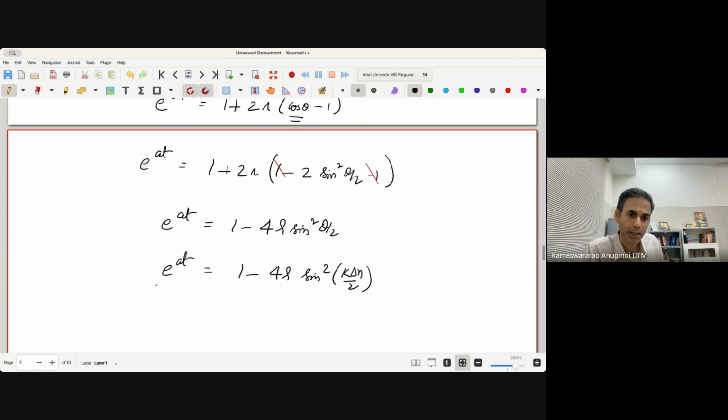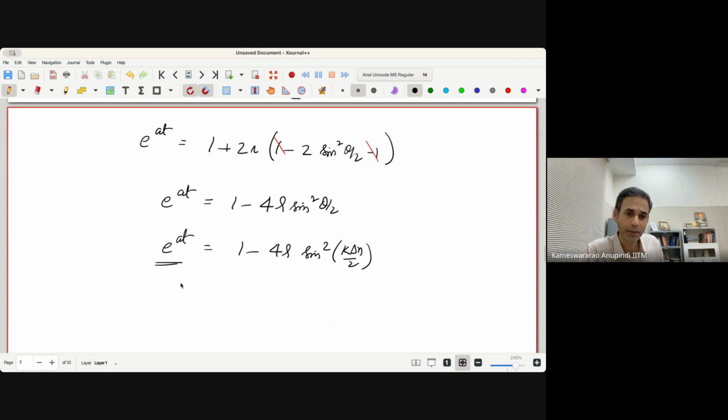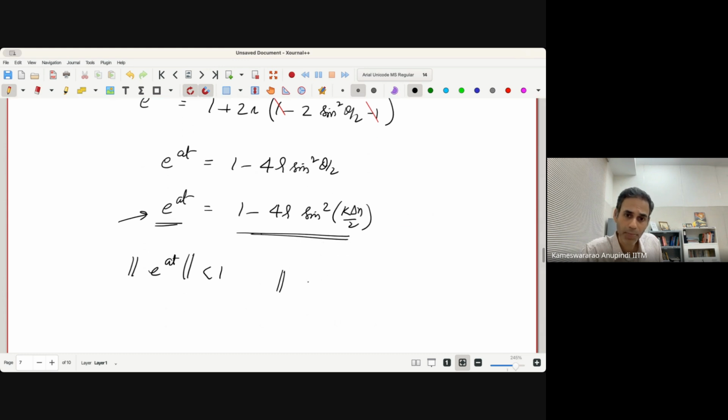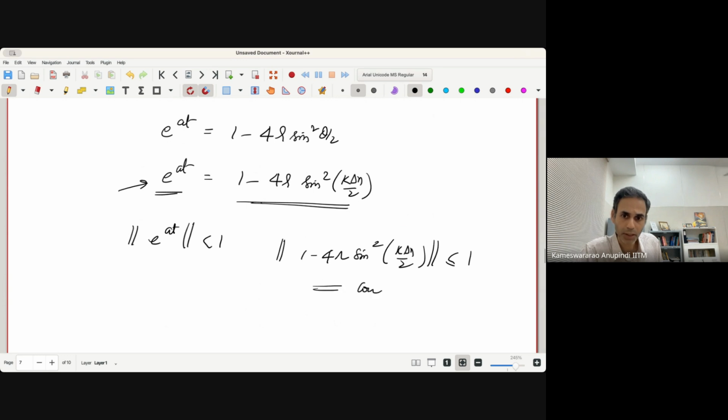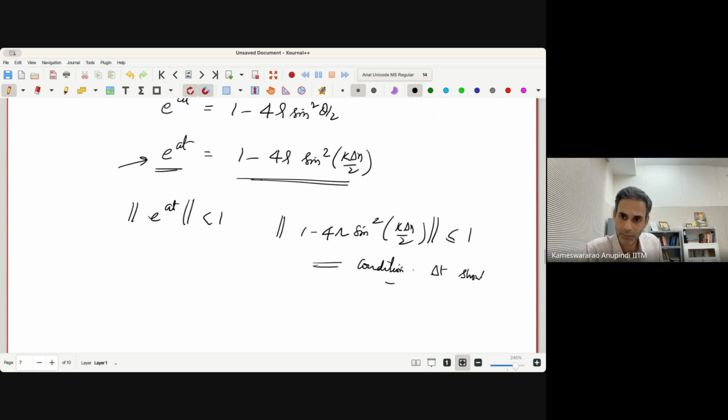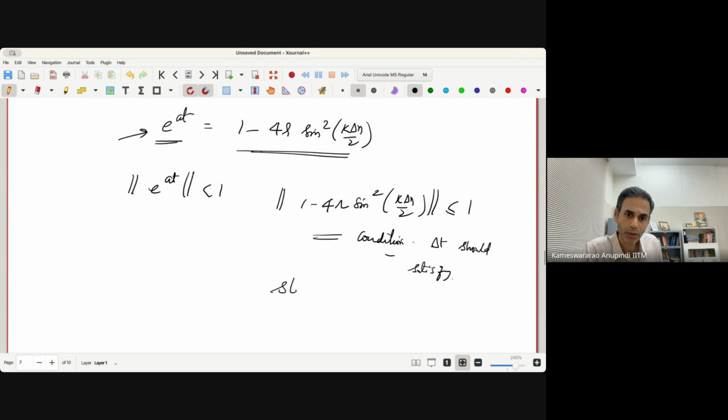This is e to the power a t, coming from substituting the model for error into the governing equation. For the amplification factor, this modulus should be less than 1. That means for this particular scheme, the modulus of 1 minus 4r sine square k delta x by 2 should be less than or equal to 1. This is the condition that our delta t should satisfy in order for the method to be stable.